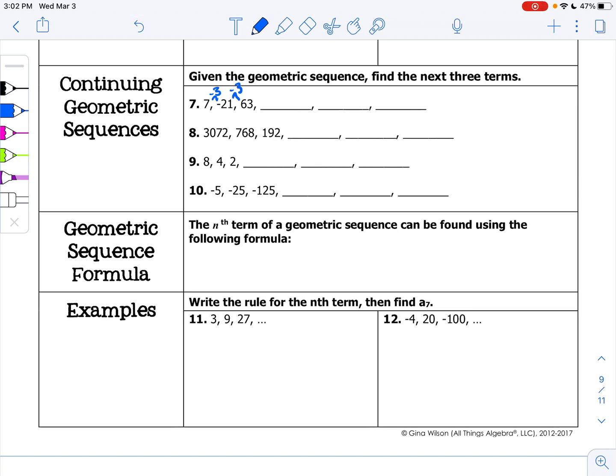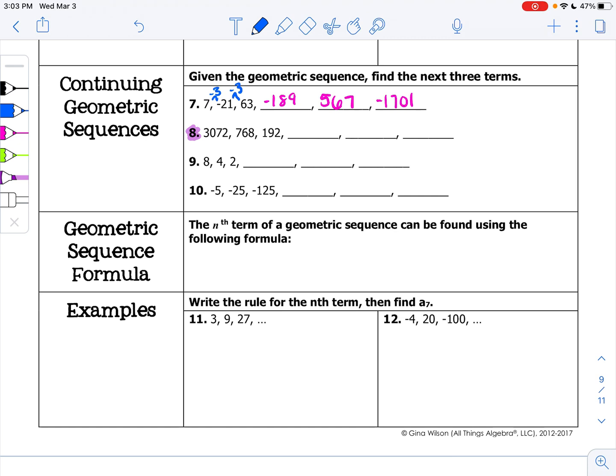So to move forward with our sequence, we want to multiply. So to get our next term, we're going to take 63 times negative 3. That gives me negative 189. And then negative 189 times negative 3 gives me 567. Then 567 times negative 3 gives me negative 1,701. Go ahead and highlight number 8, and let's look at number 9.